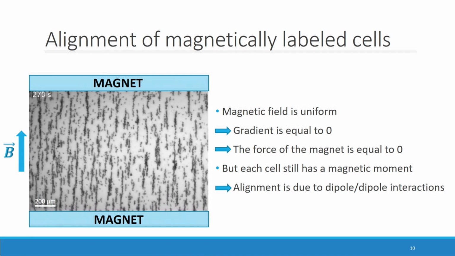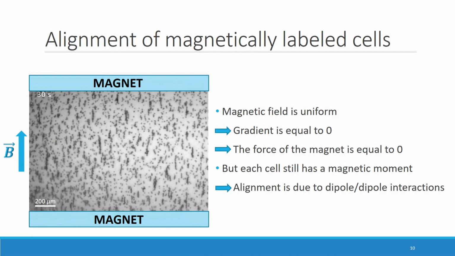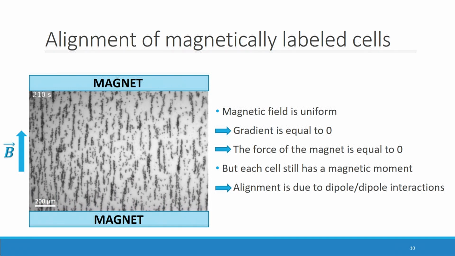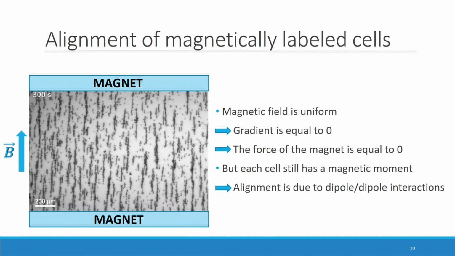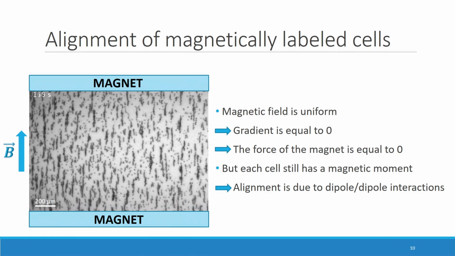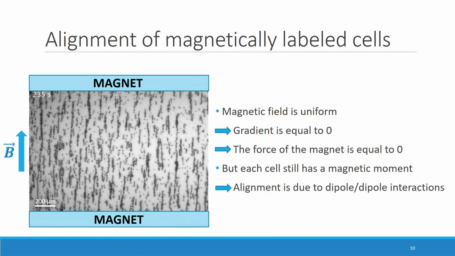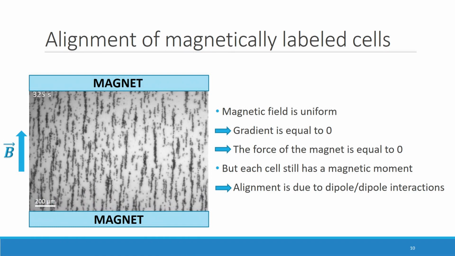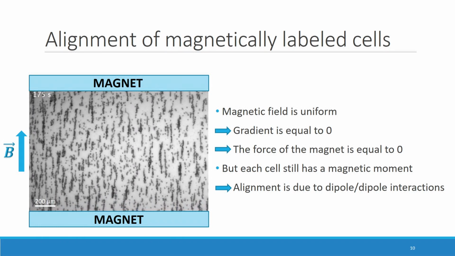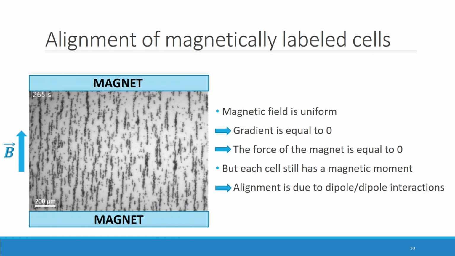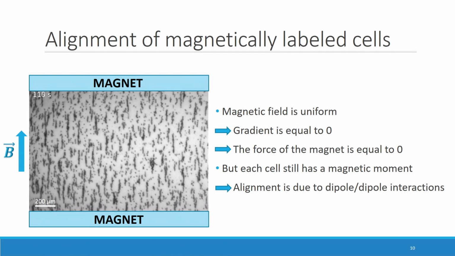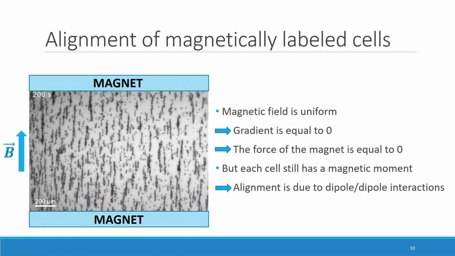And if you remember, the force that the magnets can apply on the cells is proportional to the gradient. So if the gradient is close to 0, the force the magnets will have on the cells will also be close to 0. However, even if this force is equal to 0, each cell still has a magnetic moment because it's in the magnetic field, and this magnetic moment is in the direction of the magnetic field lines. And thanks to this magnetic moment, each cell can actually apply forces on the surrounding cells. So it's actually the dipole-dipole interactions that create this alignment.